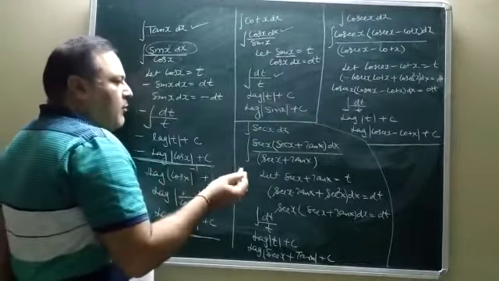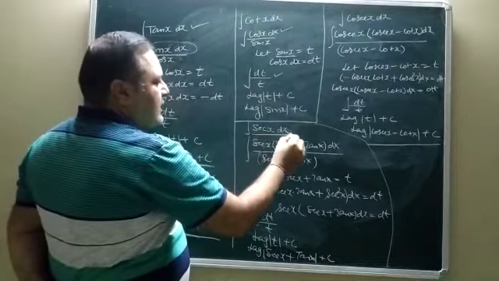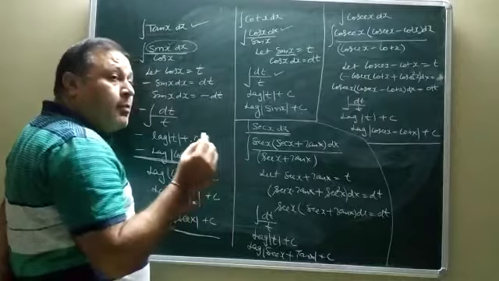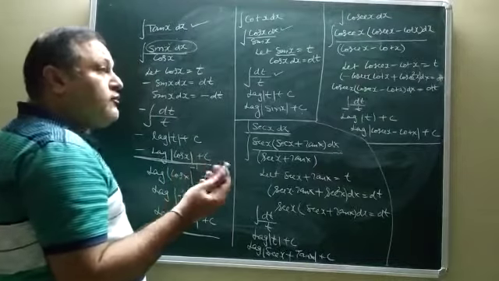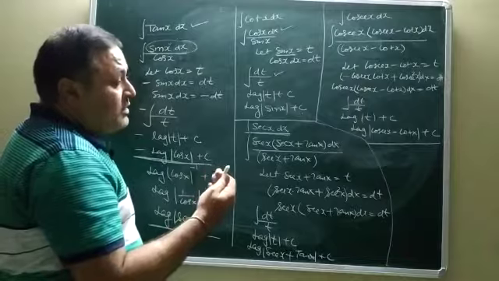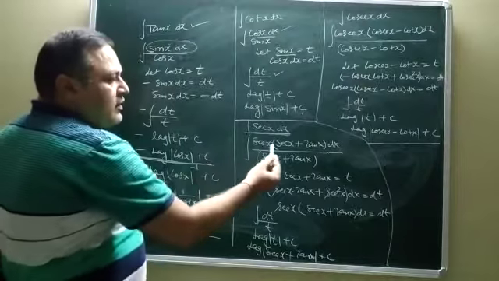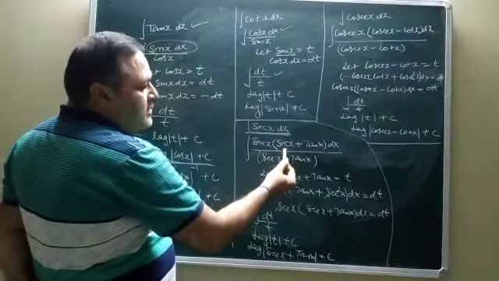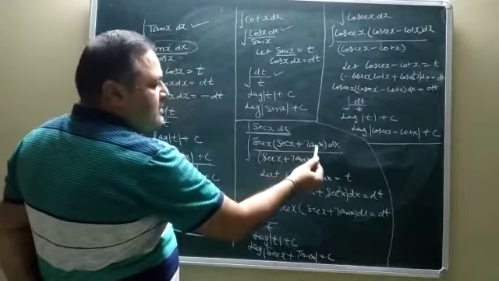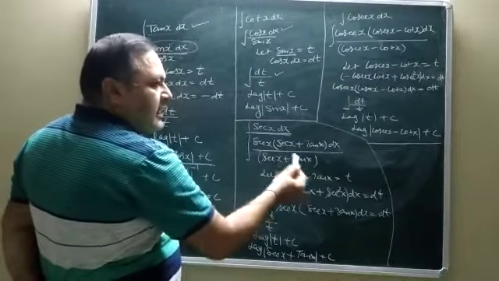Let us see one more. Integration of secant x. Secant x is a single function. If we replace, it will become 1 upon cos x. And in case of 1 upon cos, no derivative is available. So let us try by the method of adjustment. So what we do, we go for multiplication and division with secant x plus tangent x.